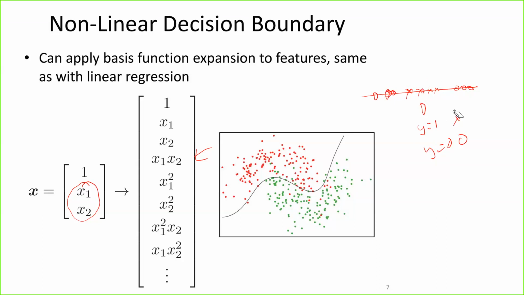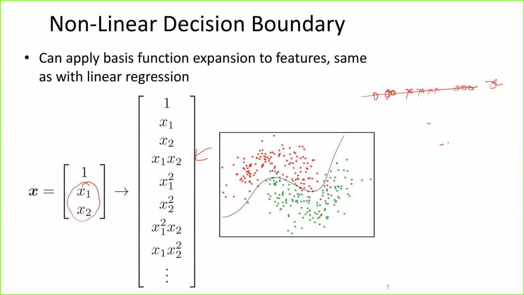Is this data linearly separable? No, not separable, right? If you draw this line, all this will be misclassified. If you draw this line, all this will be misclassified. There is no linear separation. Okay, so this is X.